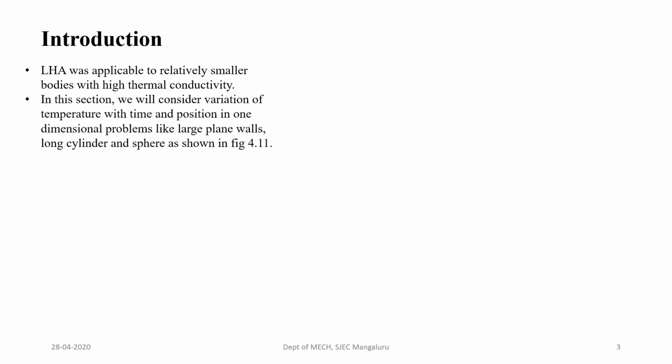So in this section we will consider variation of temperature with time and position in one-dimensional problems like large plane walls, long cylinders and spheres. So here we will consider large bodies like the thick wall, large cylinder and sphere, where the temperature will vary with respect to position and time.